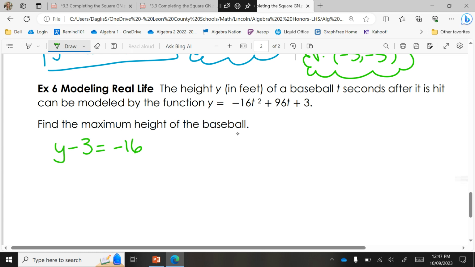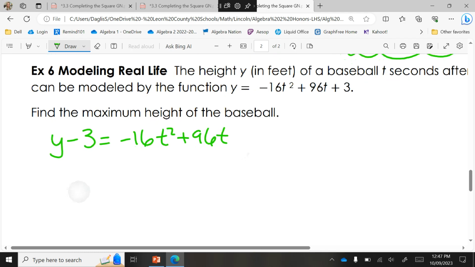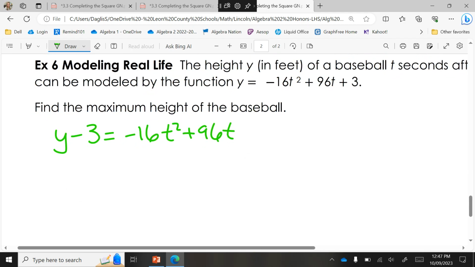We still have negative 16t squared plus 96t. So now the right side has a greatest common factor of negative 16. We're not going to take the t's away. We're going to leave the t's alone. So if I divide negative 16 out of both of those pieces, I'm left with t squared minus 6t.